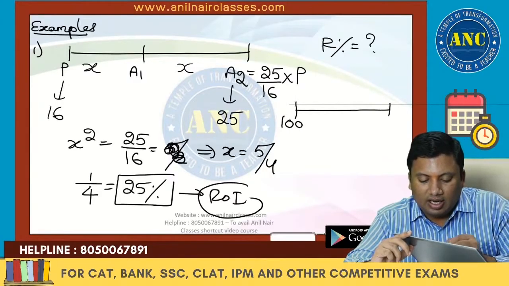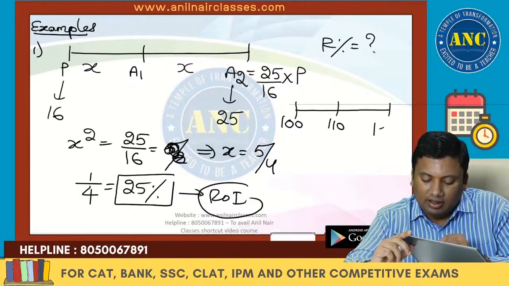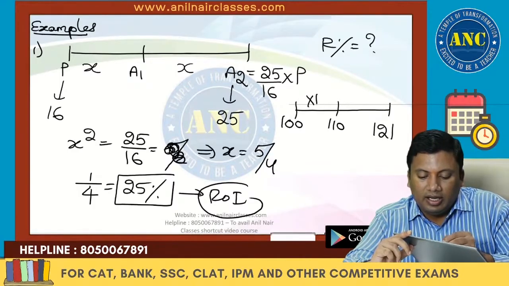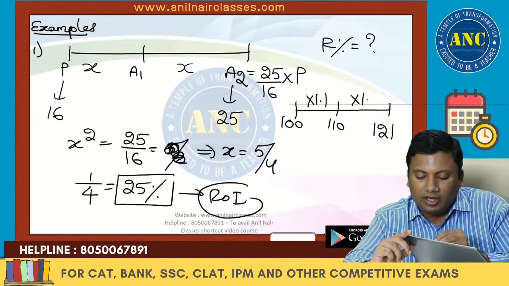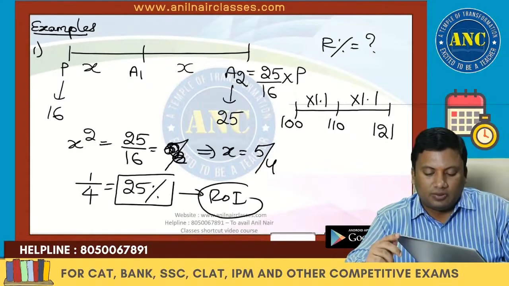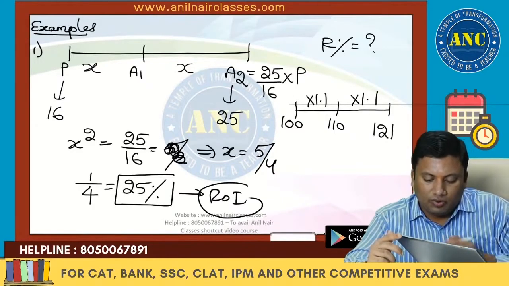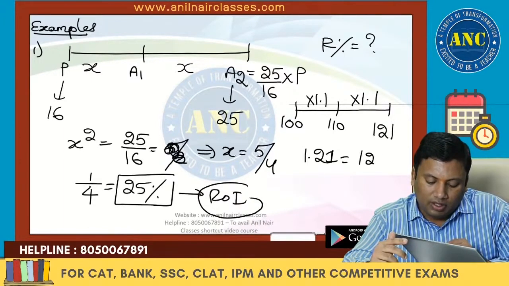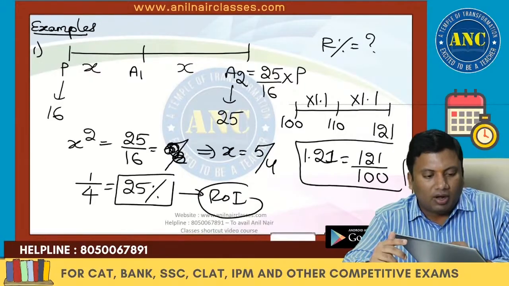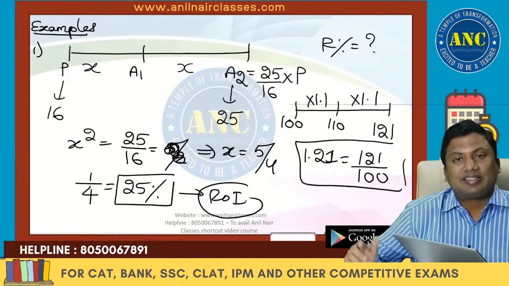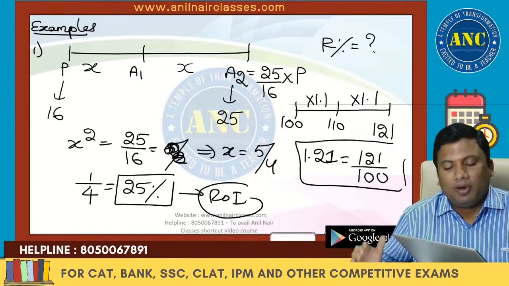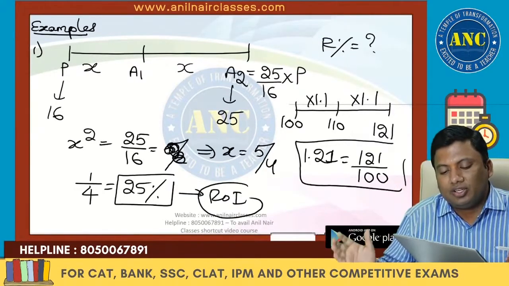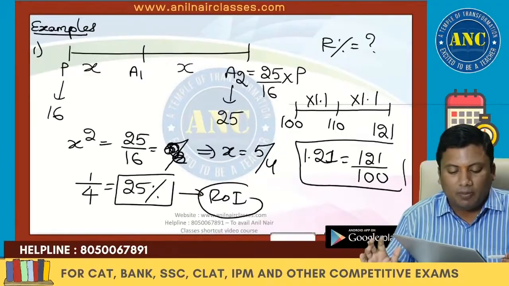This is 100. This is 110. This is 121. It is into 1.1, into 1.1. 1.1 into 1.1 is 1.21, which is nothing but 121 by 100. Are you all with me? The multiplication factor always remains the same because P, A1, A2, A3 all are in geometric progression.